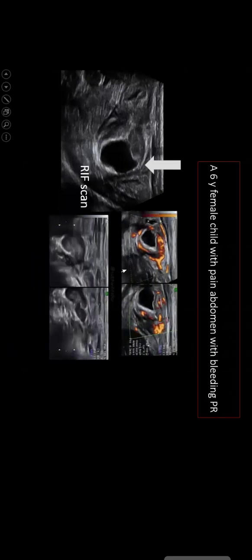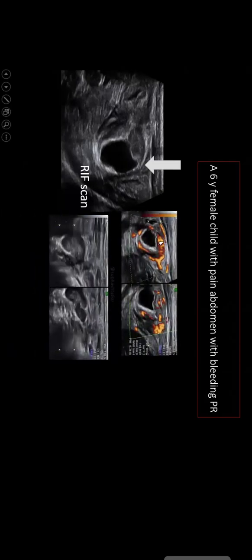Now, a 6-year female child with pain abdomen with bleeding per rectum. On scanning, everything was normal. I can see a very small gut lesion outpouching from the intestine, the small bowel, that is ileum, with typical gut signature, slight eccentric wall thickening, and a cystic area. The wall is showing gut signature. A very small lesion in the right iliac fossa on high resolution ultrasound.